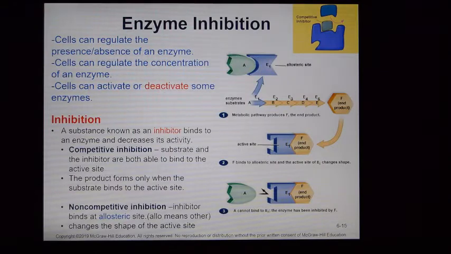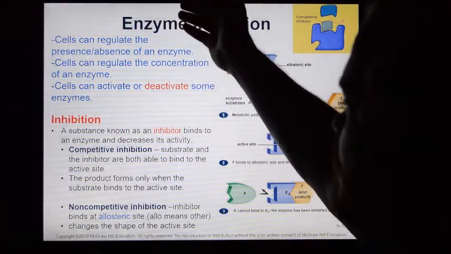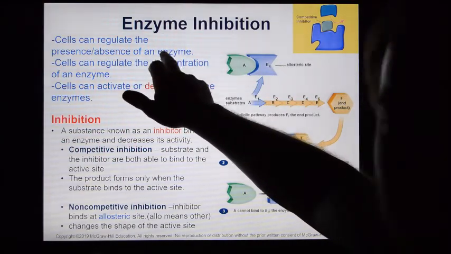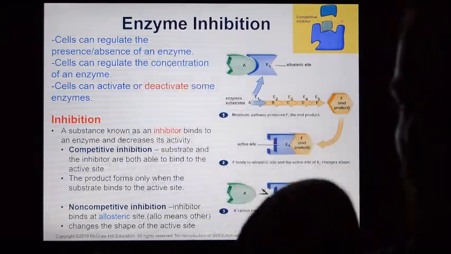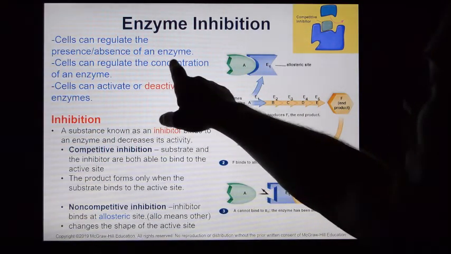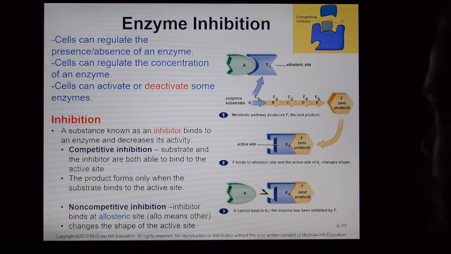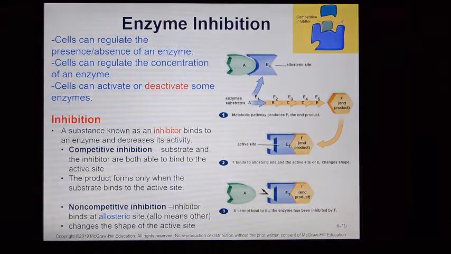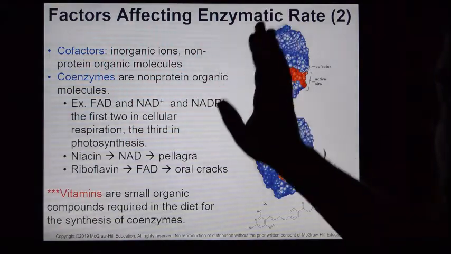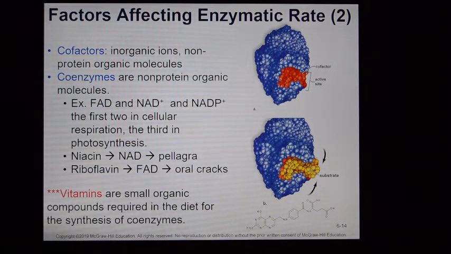All right, and then enzyme inhibition is where we're headed next. Cells are capable of regulating the presence and absence of an enzyme to cause the enzyme to do a job, so you can either have it or not have it. Cells are capable of regulating the concentration of the enzyme, so the more concentrated it is, the faster it will work. And cells are capable of activating and deactivating some enzymes. So enzyme inhibition would be one of the ways you deactivate an enzyme, and by adding in a cofactor or a coenzyme, this would activate that enzyme.